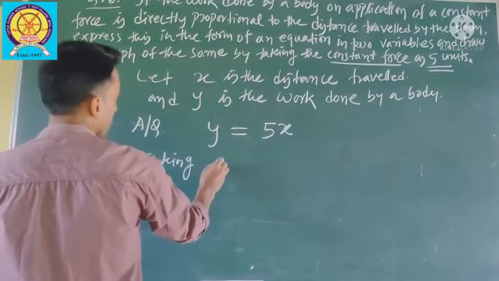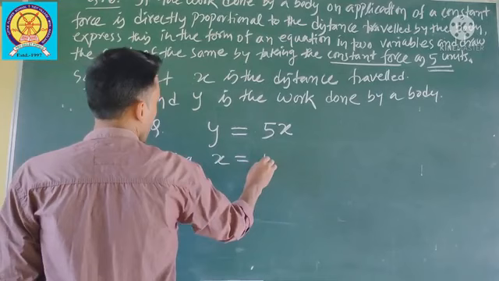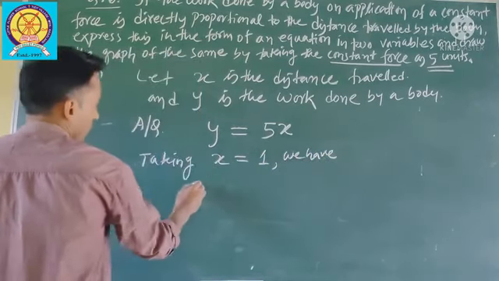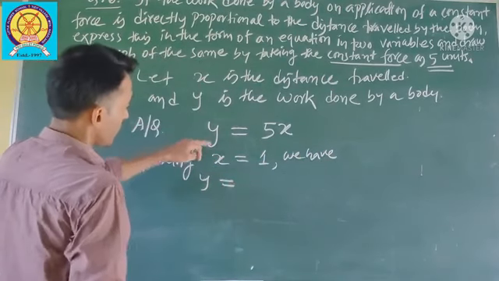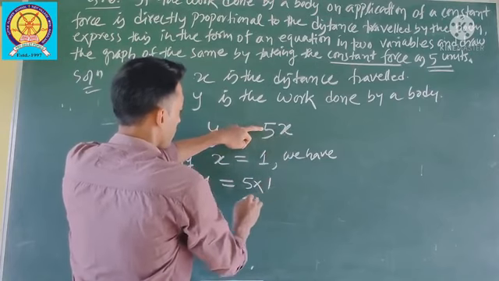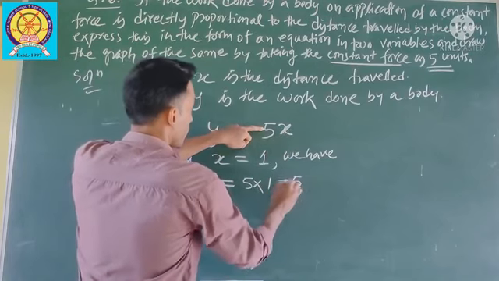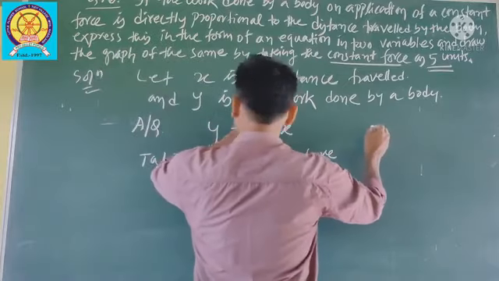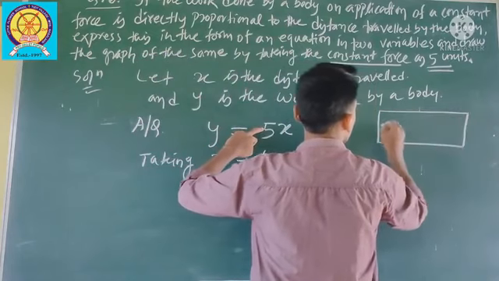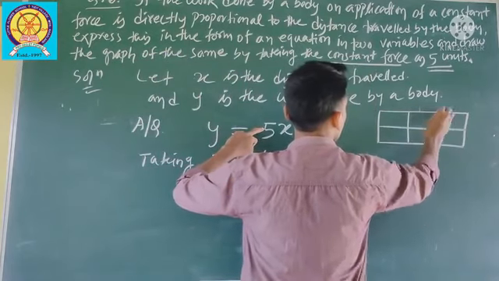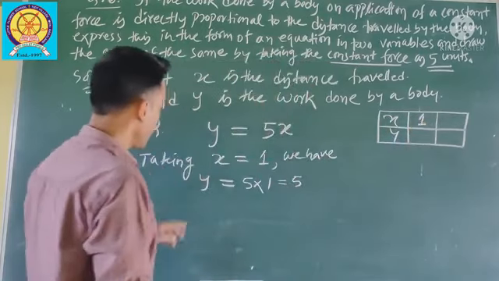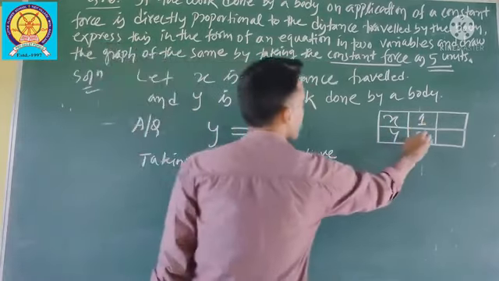Taking x is 1, y equals 5 into x, which is 1. 5 into 1 is how much? 5. When we take x value 1, the y value we get is 5.